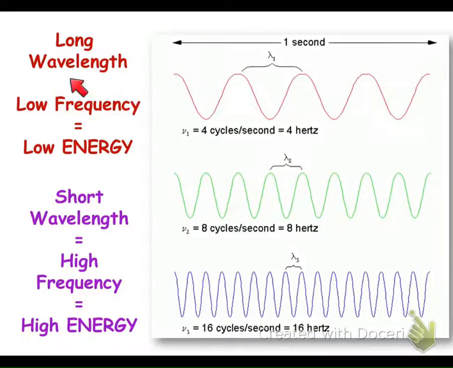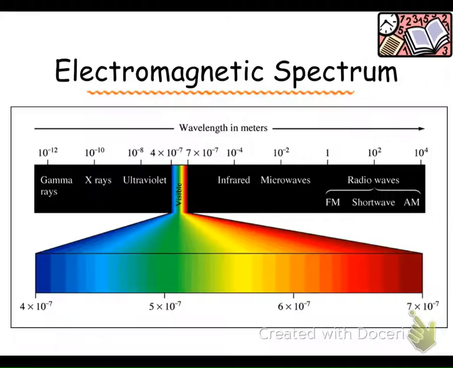So again, if I have a long wavelength, that means I have low frequency, which also means I have low energy. So if I've got something with low energy, it's not going to have a very fast wavelength. Short wavelength, high frequency, high energy, these guys are going to pass a given point much, much faster, thus they are high frequency and high energy.